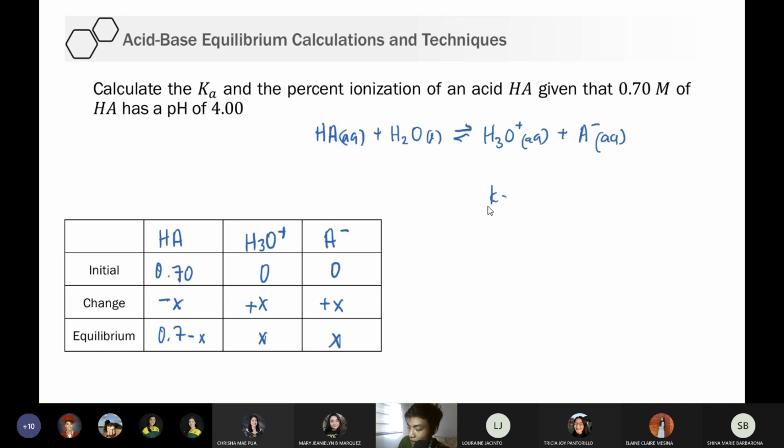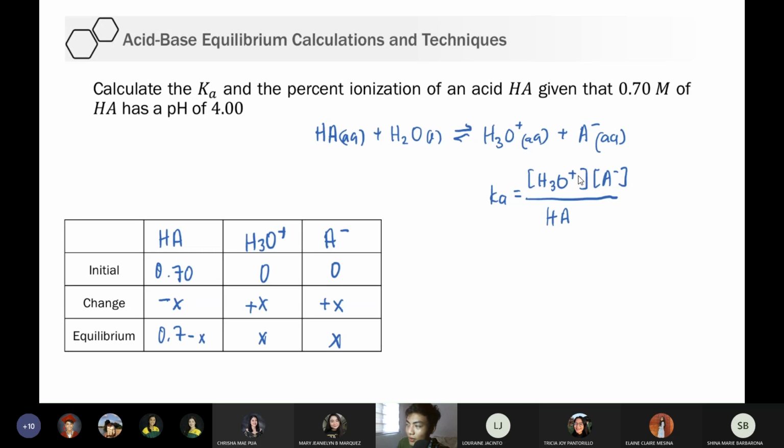Sige. So, Ka equals concentration of H3O+, A- divided by HA. Ang problema natin, yung concentrations natin ay X, kasi yung Ka, hindi mo pa alam. Ibig sabihin, hindi natin masasagot tong problem na to? Masasagot natin to. Okay. Basahin pa natin maigi.